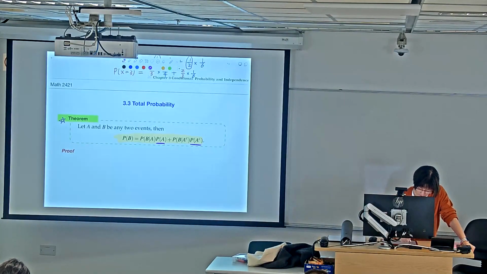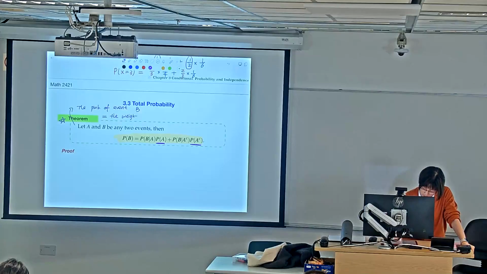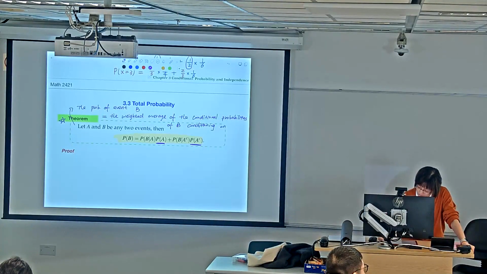So let me write down in words what this means. It says the probability of event B is equal to the weighted average of the conditional probabilities of B conditioning on either A occurs or it does not occur.